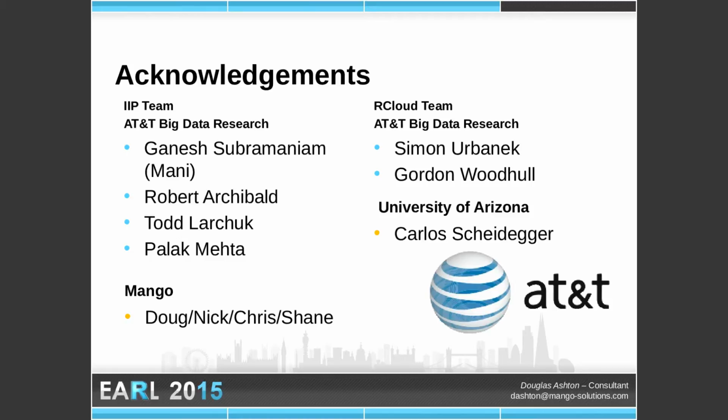And the RCloud core team itself: Simon Urbanek, who's a core R contributor, so it's his project and he's responsible for this, and Gordon Woodhull, who does a lot of the front-end side. You learn when you work with RCloud for a bit that you need a front-end specialist and a back-end specialist. And then Carlos Scheidegger, who has done some packages to do with connecting R to GitHub, and that's really important for RCloud.